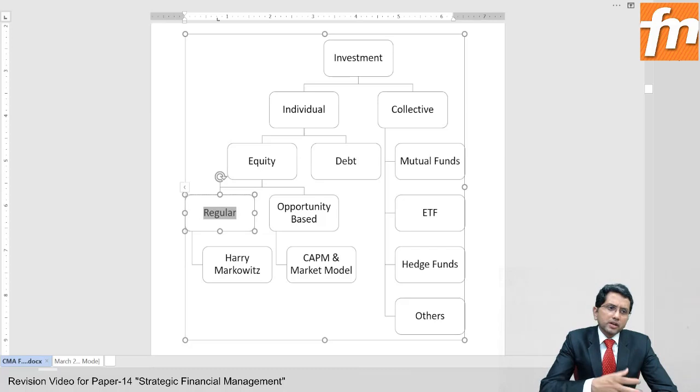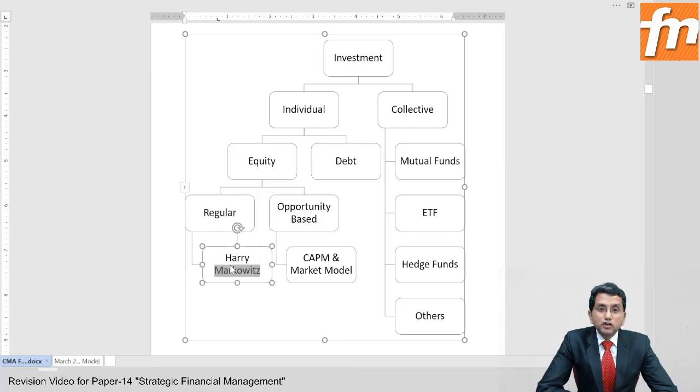Number one, regular investment. Every month, every quarter, every year, I'm making some investment. So, some regular investment theory, like Harry Markowitz model, should be followed for the purpose of achieving your investment objectives. The other one is opportunity based investment. You know, in Hindi, there is a saying, "Mauka dekhkar chauka marna." That is acting according to the opportunity available.